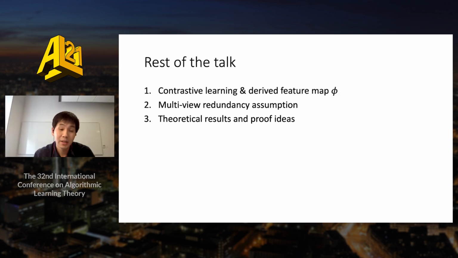In the rest of the talk, I'll describe the specific way we formalize contrastive learning and derive a feature map from a solution. Then I'll describe the multi-view redundancy assumption, and finally, I'll give the formal theoretical results and some of the proof ideas.